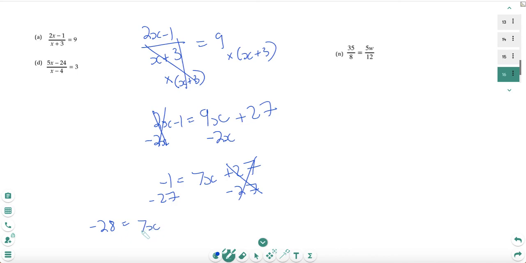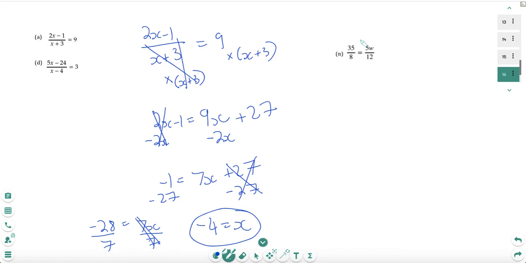Now here, 7 times something is negative 28. Well, x is being multiplied by 7. So how do you get rid of multiplying by 7? You can divide by 7. To balance it, you have to divide by 7 here. Negative 28 divided by 7 is negative 4. And then the 7 cancel out. So you're left with x. Negative 4 equals x. Okay.